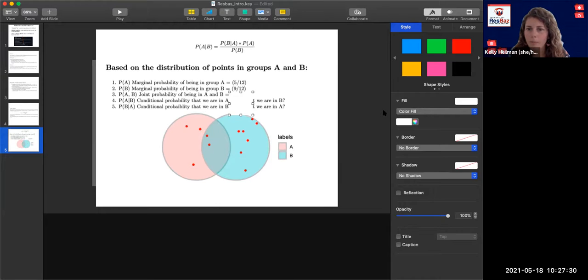Okay, so Luke, do you want to say why it's 9 out of 12 instead of 7? Either in the chat or unmuting yourself. Yeah, you're right. So you've got to count up all the dots that are located in group B, regardless if they're also in group A. So that'd be 9 dots here. Okay, how about the joint probability of being in A and B?